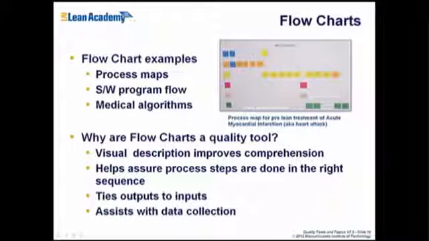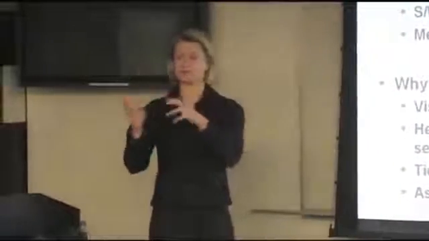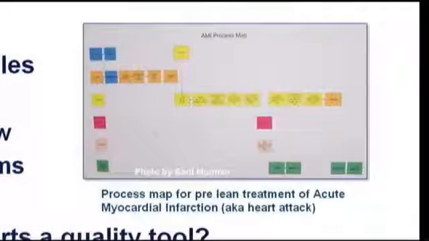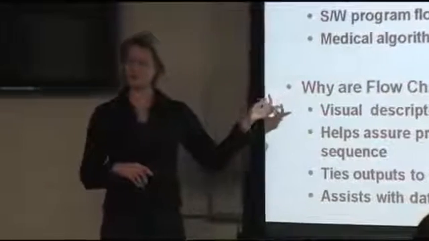Stepping right into our first tool, flow charts. Examples of these are the process maps that we've already done, the value stream maps. A flow chart shows which activities are taking place in sequence, and the inputs of one flow into the process, become outputs, which are inputs into another part of the flow chart. You also commonly see these describing software program flows, and sometimes medical algorithms are also described with a process and a flow chart. So why are these a quality tool?